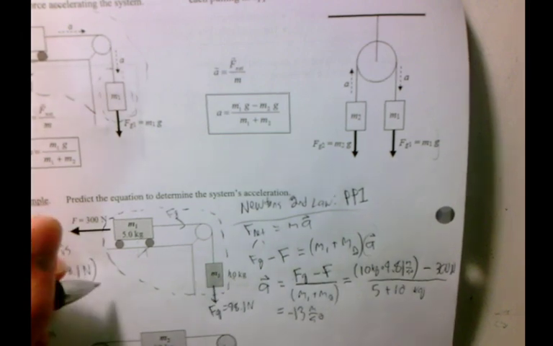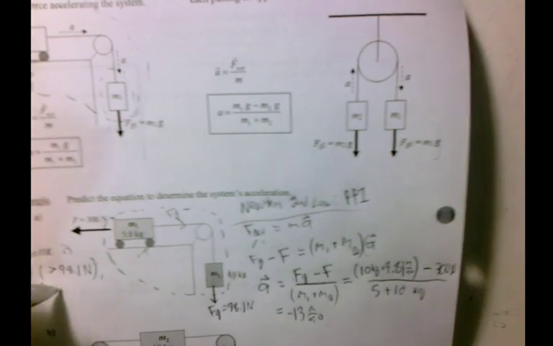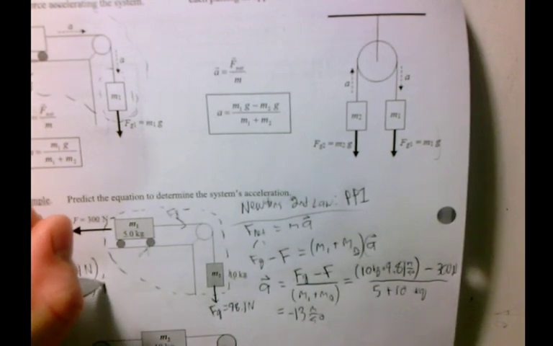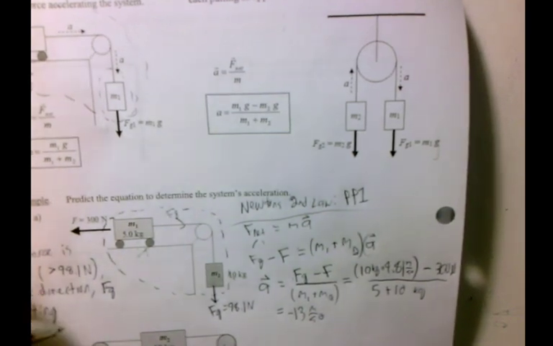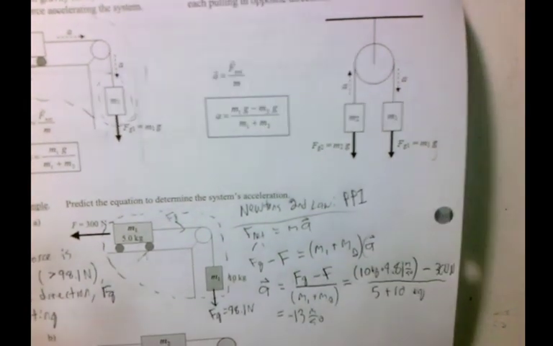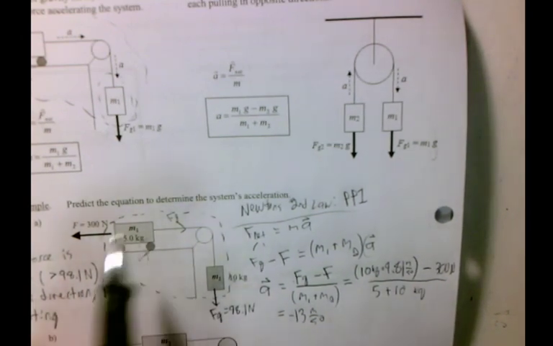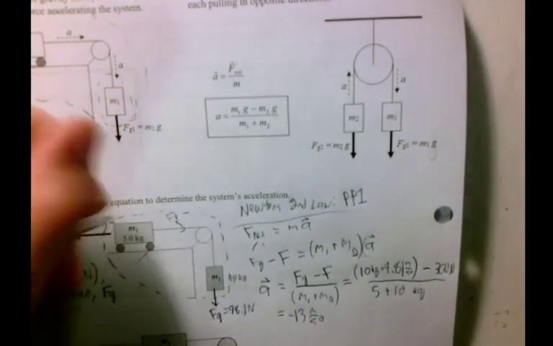It determines the direction and means that Fg is resisting. So that's the force of this 10 kilogram mass is actually going to just slow down this mass. So we have 13 meters per second squared accelerating to the left.